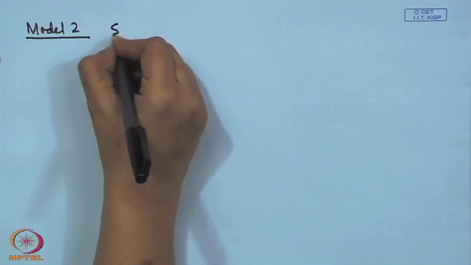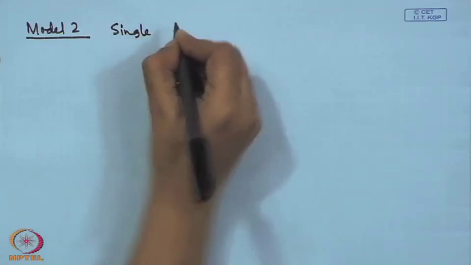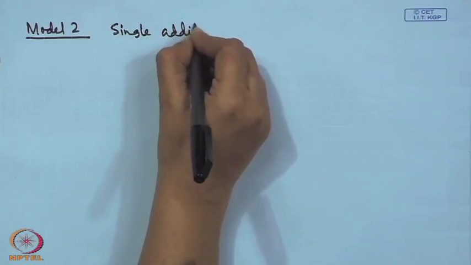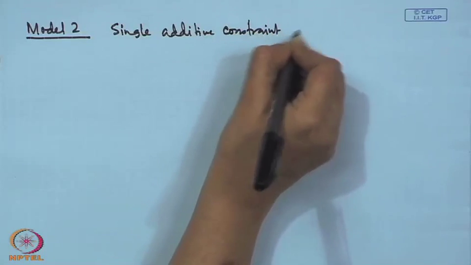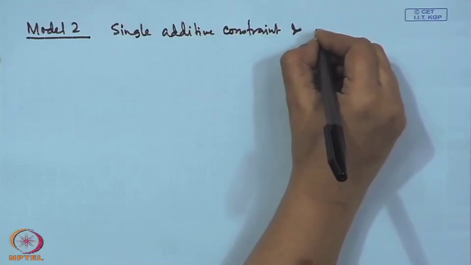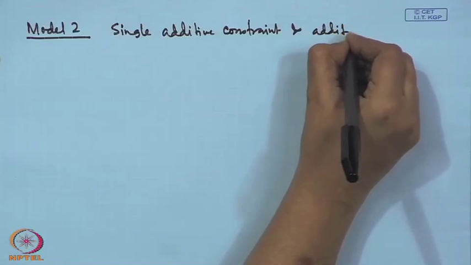Model 2 considers single additive constraint and additively separable return.